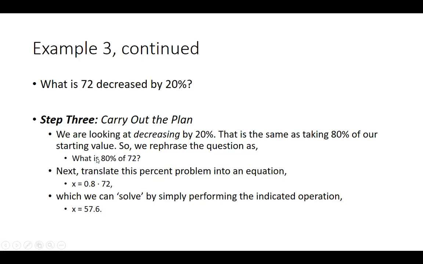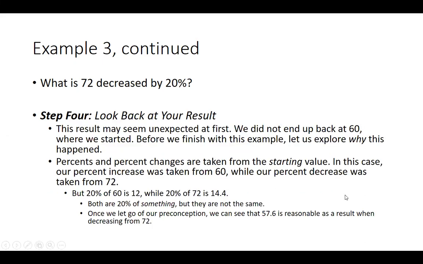Translate, what is x equals 80% of, 0.8 times 72? And we can solve by performing the multiplication. 0.8 times 72 is 57.6. It was close to 60, but it was not 60. So again, this result may seem unexpected at first. We didn't end up back at 60 where we started.